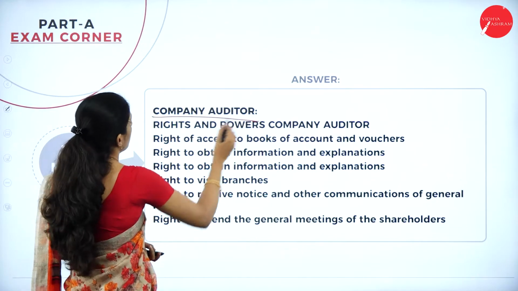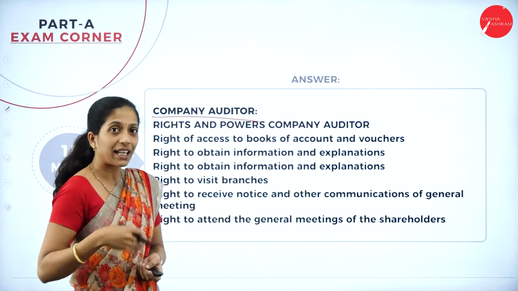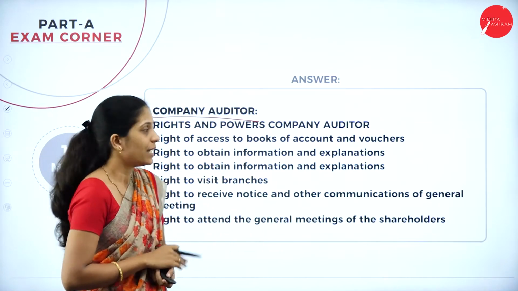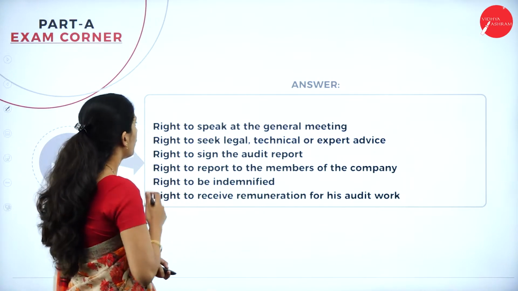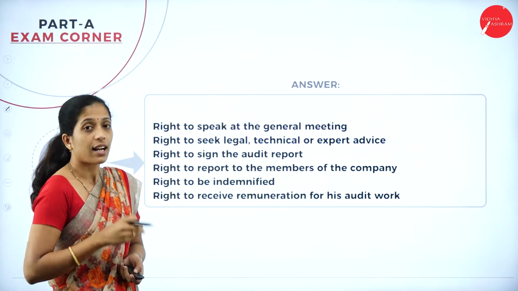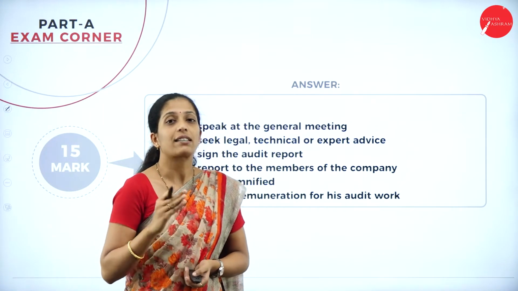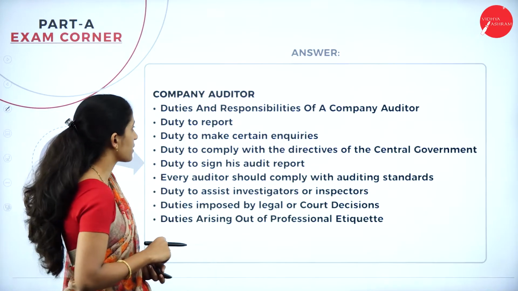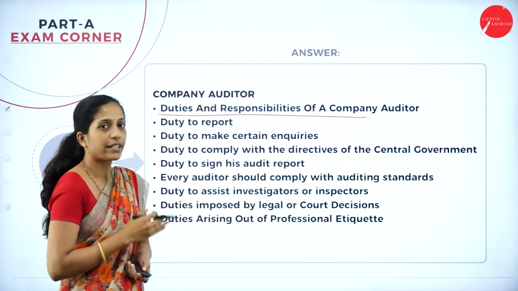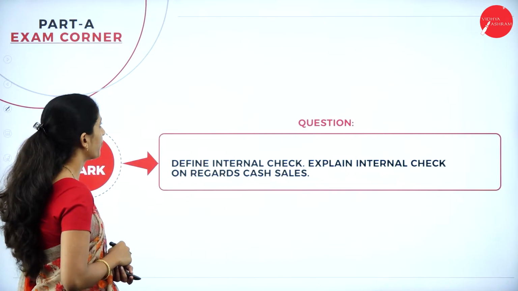Next, the rights and powers of a company auditor. Here also, being an auditor, he has certain rights as well as duties. So that has to be written one by one. That is, the right to speak in the general meeting. There are various rights, right? Being an auditor, he has certain rights as well as duties. Next, duties as well as responsibilities of a company auditor. So you can go through each and every duty of a company auditor.